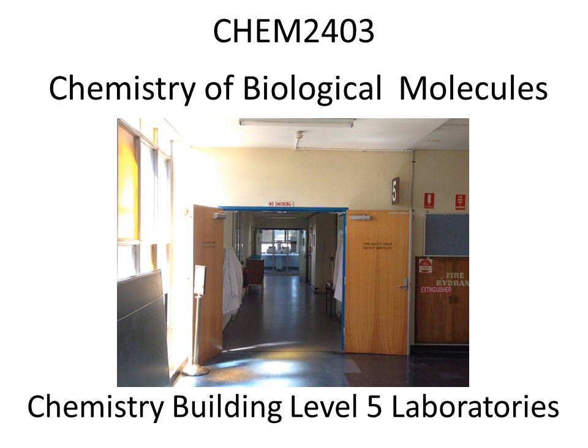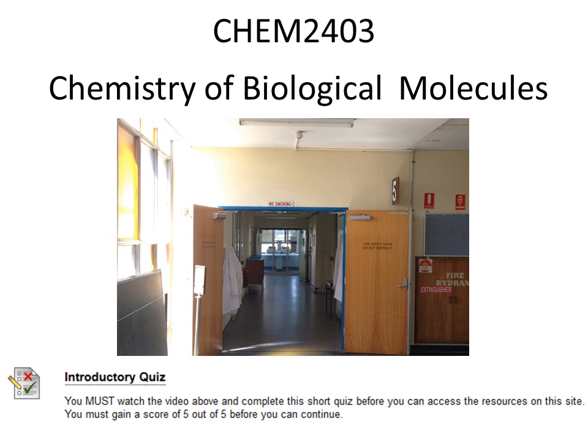The second year chemistry labs are on level 5 of the chemistry building, at the same end of the corridor as the first year labs. This introductory video will tell you a bit about how these labs will run. Even if you've already completed other second year labs, you must watch this video and answer the short quiz about what you've seen before you can access other important parts of this Blackboard site, as it contains information relevant to this specific unit of study.